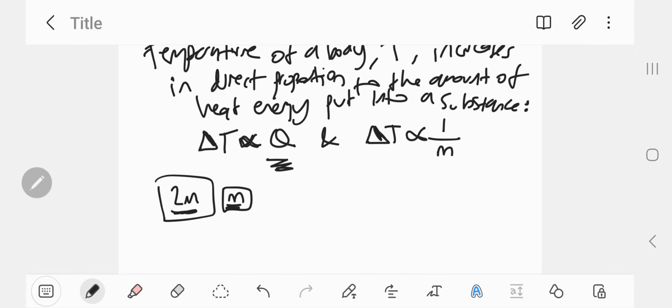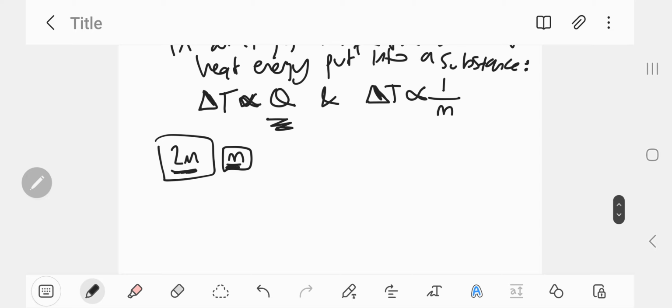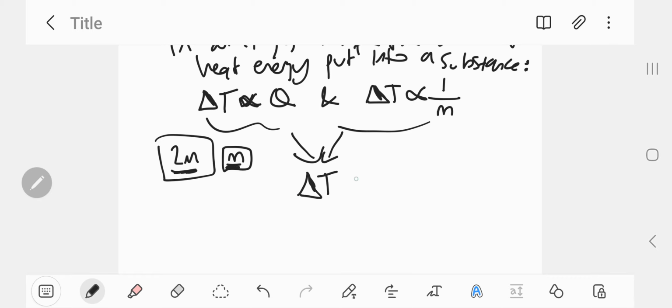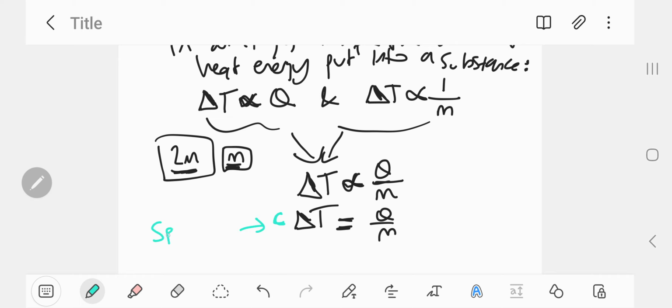Okay, so let's put these two relations together, and we will get delta T proportional to Q divided by M. Now, how do we turn this proportionality statement into an equality? Okay, to add an equal sign. So here's what we do. We need to put in a constant. Constant is another word for saying number in physics. Okay, let's call it C.